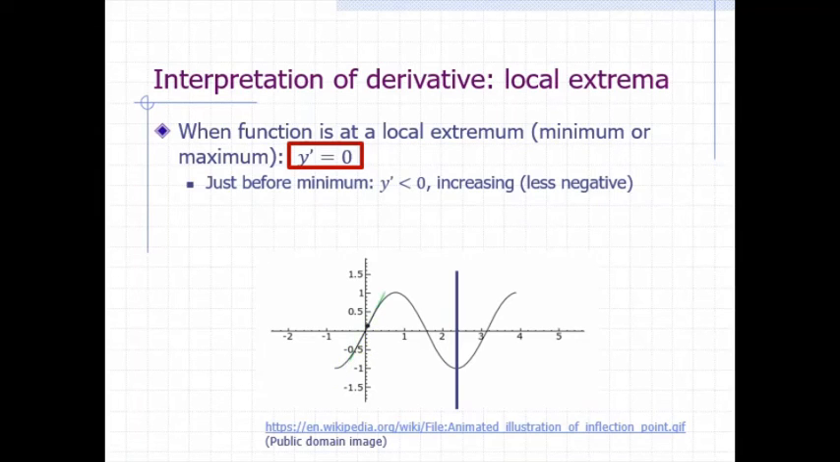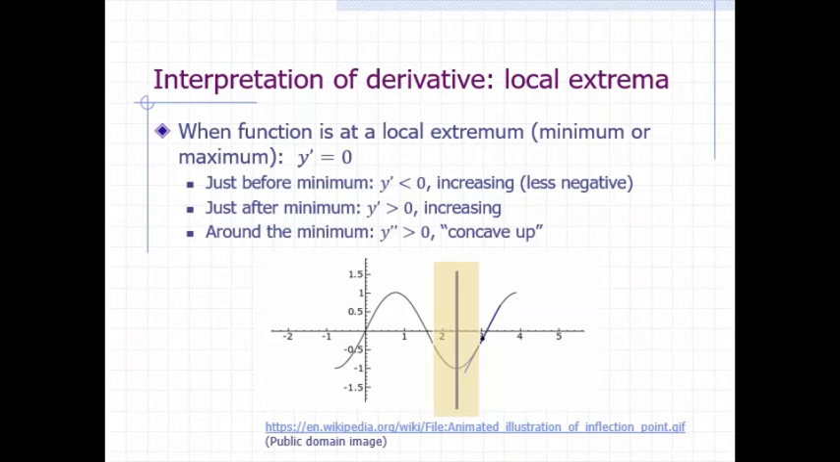Just past the local minimum, the slope of the tangent line becomes positive. So, the derivative increases as we go through a local minimum. So, in the vicinity of the local minimum, we can say that the second derivative is positive. The shape of the graph associated with a positive second derivative is said to be concave up. So far, we've seen that a 0 derivative is associated with a local minimum or maximum.